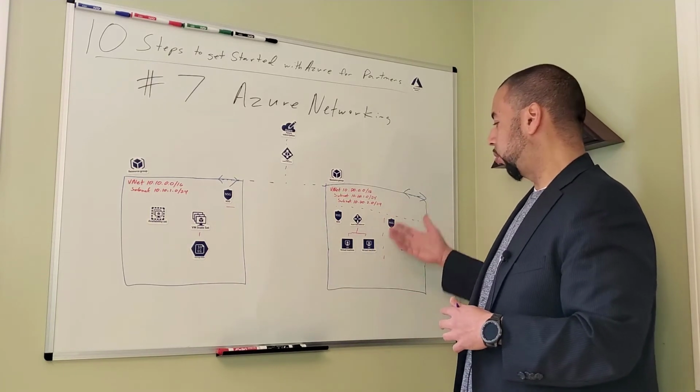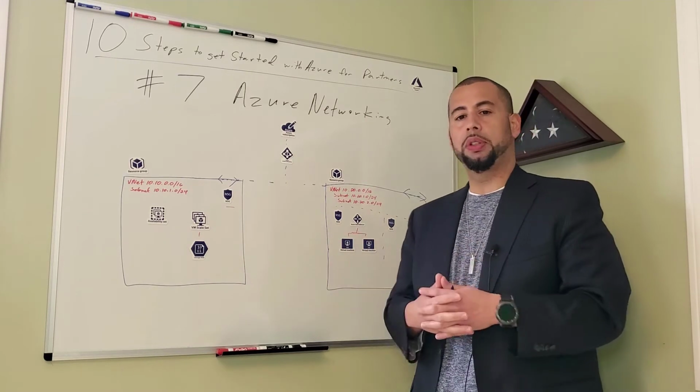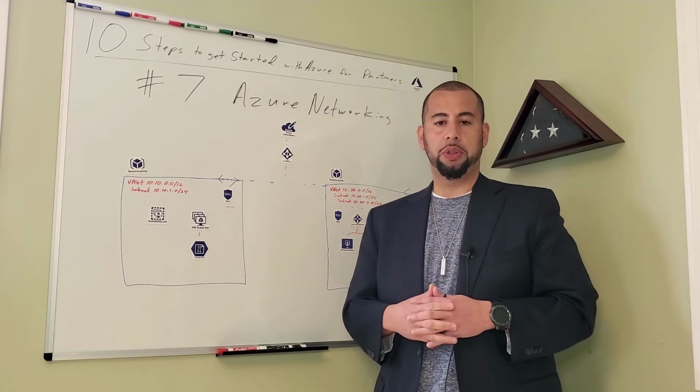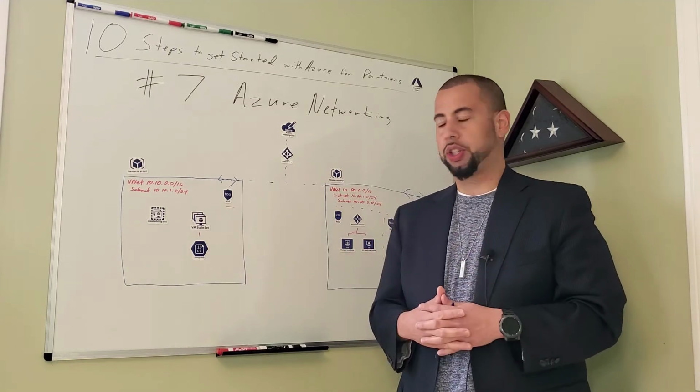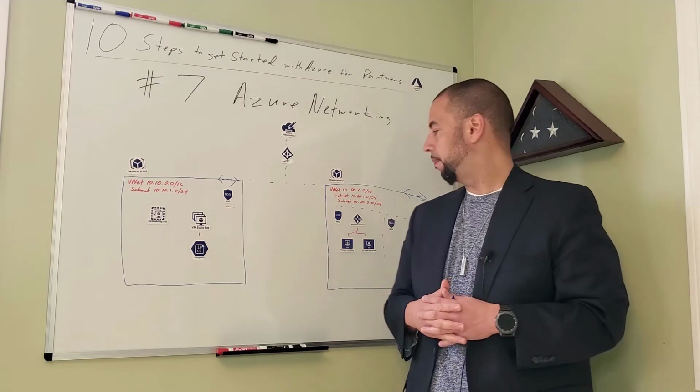And I could apply rules that say these virtual machines can only communicate to Azure SQL Database on the SQL Server port, right? And I can block that communication. Or I can use a private endpoint, if it's a PaaS service, to lock that down.